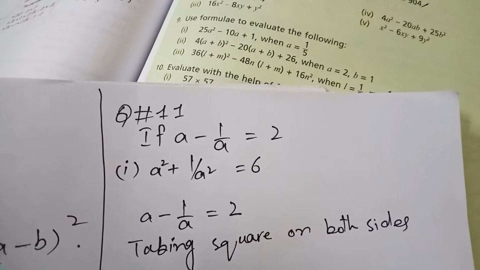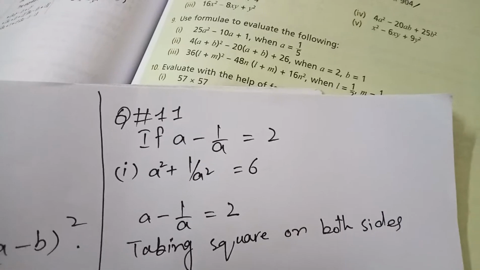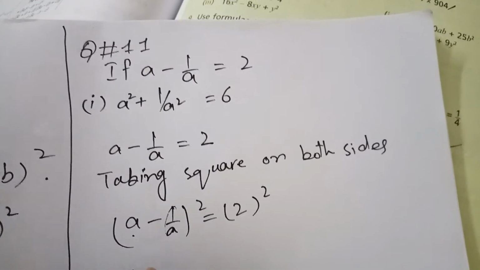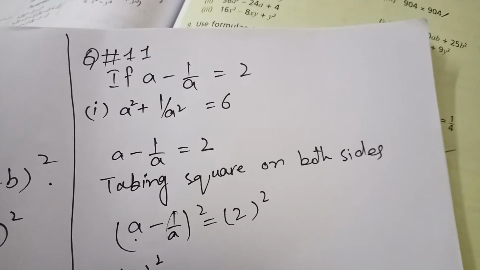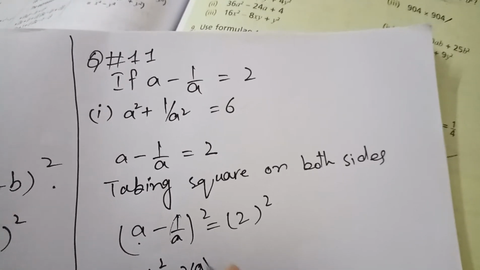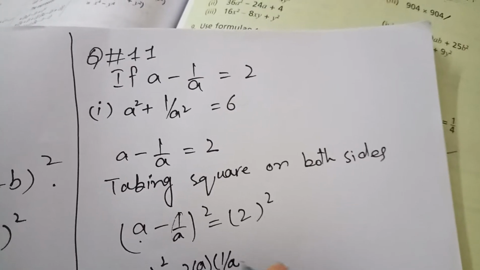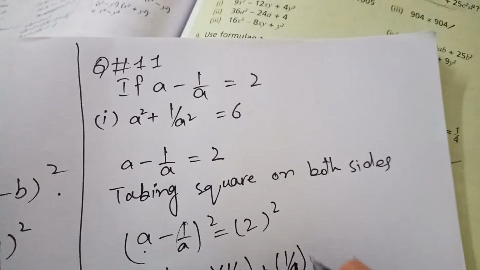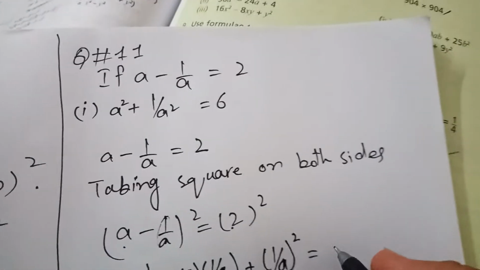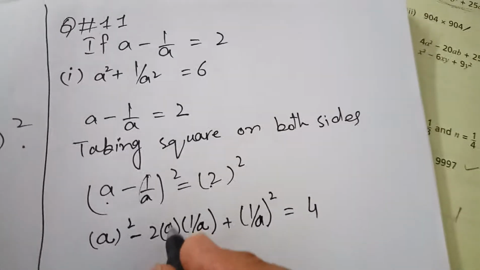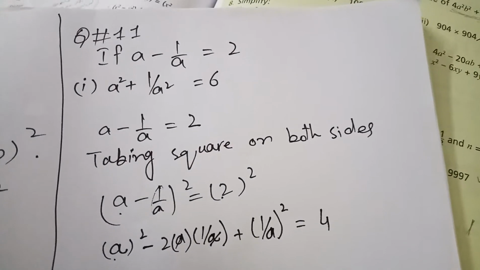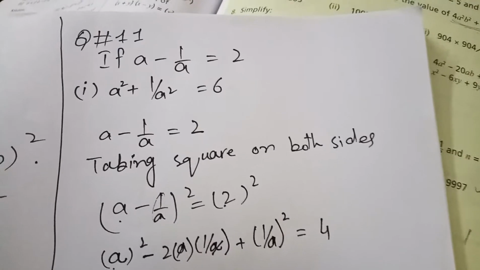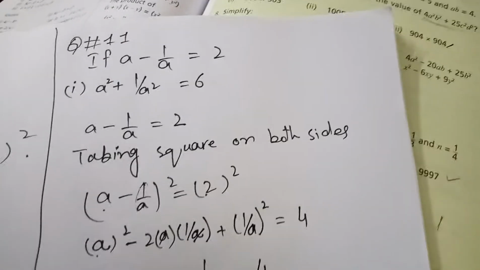That will be (a minus 1 over a) whole square is equal to 2 square. This term is a and this term is b, so we will write it as a square minus 2ab plus b square. What's the value of b? That is 1 over a. And what's the value of b square? That is also (1 over a) whole square. 2 square is equal to 4. This a will be cancelled by this. Here will remain a square minus 2 plus 1 over a square is equal to 4.